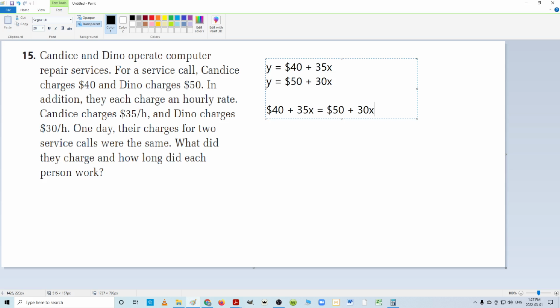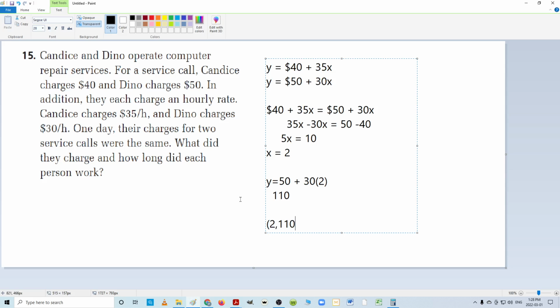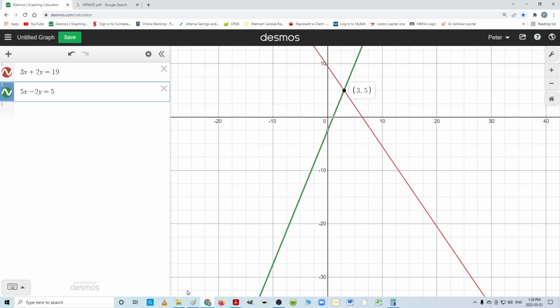So if I bring the 40 to the right side, so 35x minus 30x is equal to 50 minus 40, I get 5x is equal to 10, so x is equal to 2. So that means they will meet when x is equal to 2. And then if I use either one of their formulas, and instead of x, I put 2, I get the y of 110. So that means they're going to meet at the coordinates 2, 110. And to confirm this, you can just plug their formulas in.